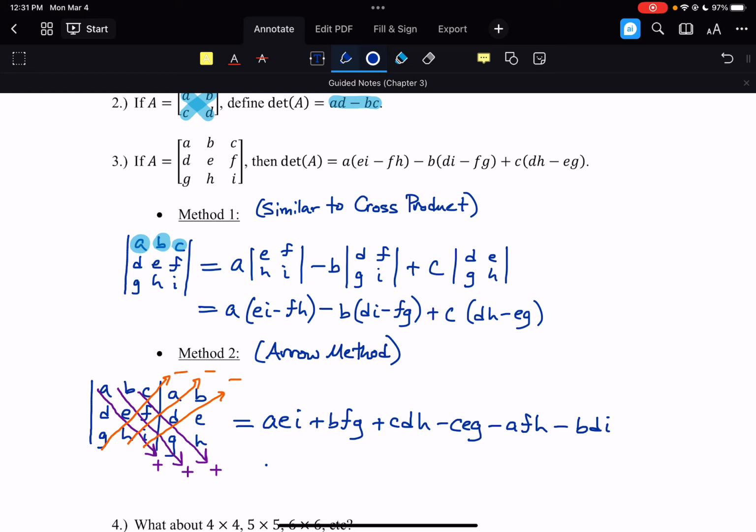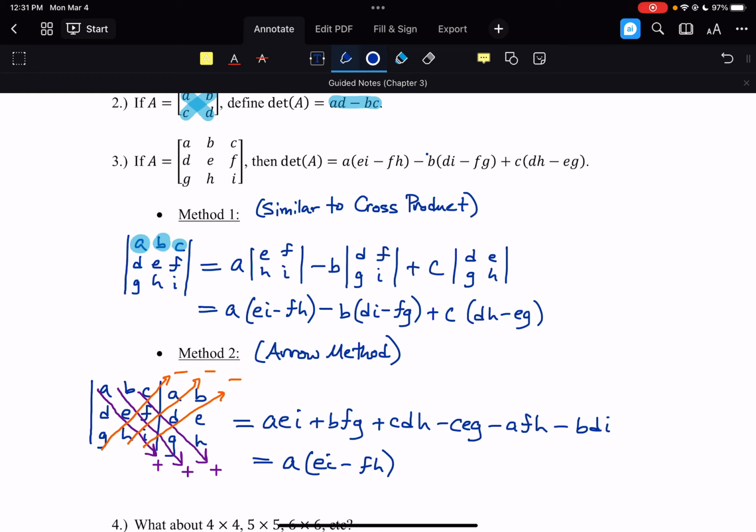And now all we need to do is a little rearranging. So we know that our formula has A, B, and C out here in the front. So we'll take the A terms together, we'll take the B terms together, and we'll take the C terms together and factor out the common term. So when we factor out A, we're left with EI minus FH. For B, we have FG minus DI.